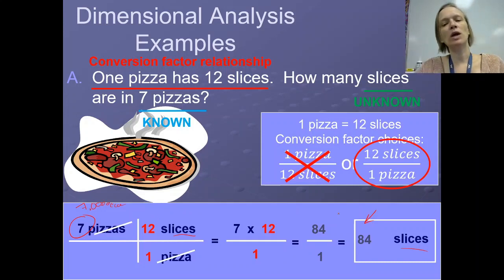Because of that, it's okay to write 2 sig figs in our answer here. Again, this is also a counted quantity, so this is actually also has infinite significant figures. These counted quantities don't limit the number of sig figs that you can have in your answer.